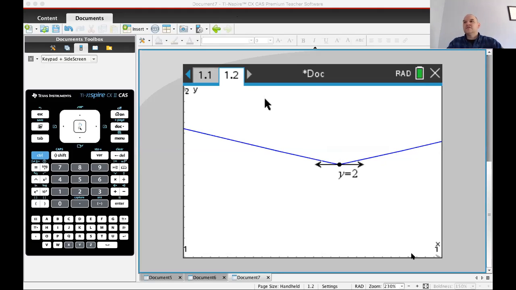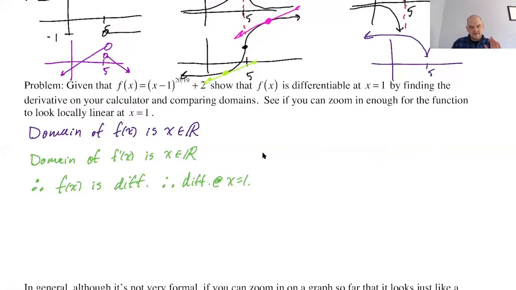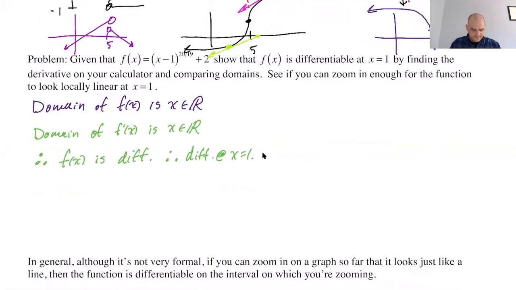All right, back to the notes. The answer is you cannot zoom in enough, but you should be able to. I bet GeoGebra can. I bet Desmos can. The calculator is a little limited on that one.